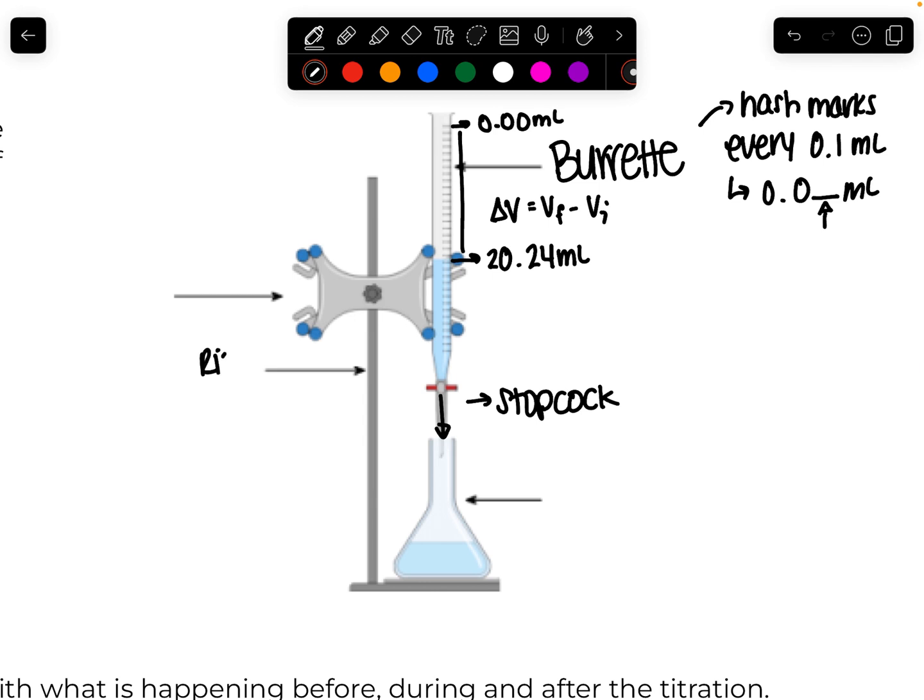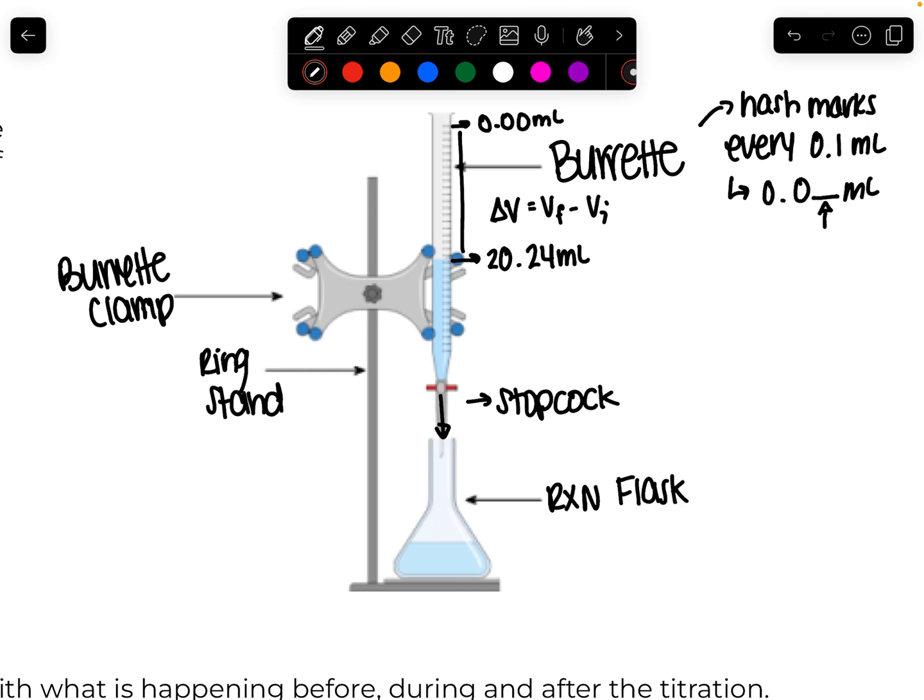We are still going to be using a ring stand to hold our burettes, but we're going to use a special clamp to put them on there, and this is called a burette clamp. Wow, burettes use a burette clamp. Incredible, crazy. And then down here, this is going to be your reaction flask. Your reaction flask can be a lot of different things, but we're going to use Erlenmeyers. Specifically, you are going to use 250 milliliter Erlenmeyers. You don't need to write that in necessarily. I'm just telling you so you can envision what it's going to look like.